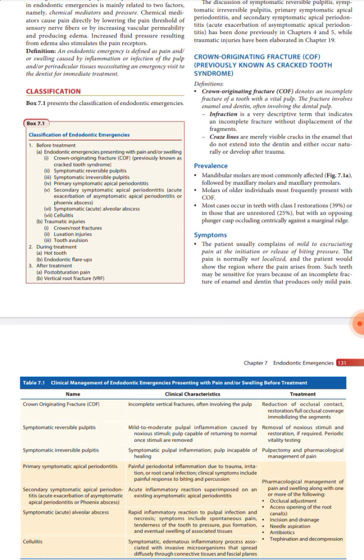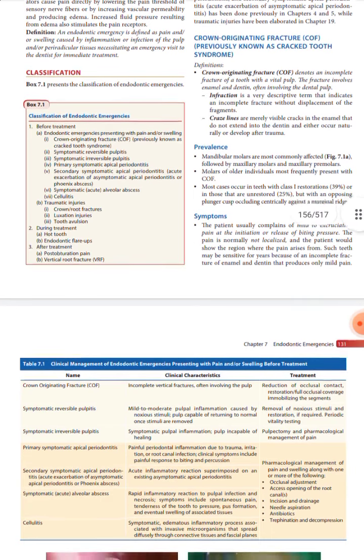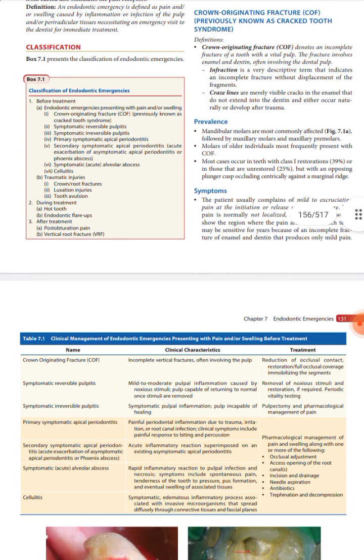Symptomatic reversible pulpitis, symptomatic irreversible pulpitis, primary symptomatic apical periodontitis. Secondary symptomatic apical periodontitis, acute exacerbation of symptomatic apical periodontitis or chronic sepsis. Acute alveolar abscess and cellulitis.